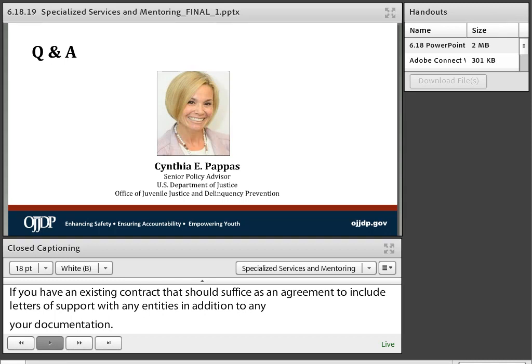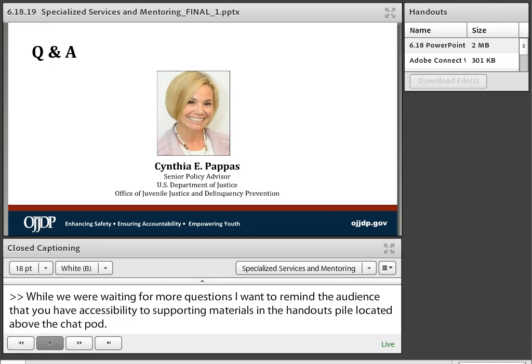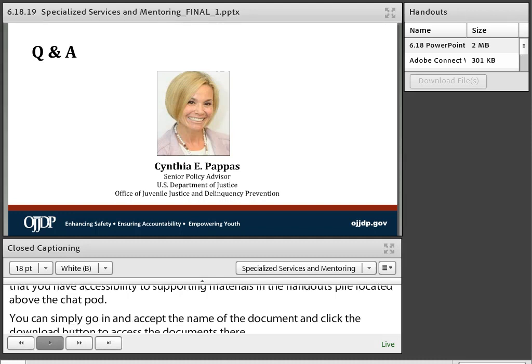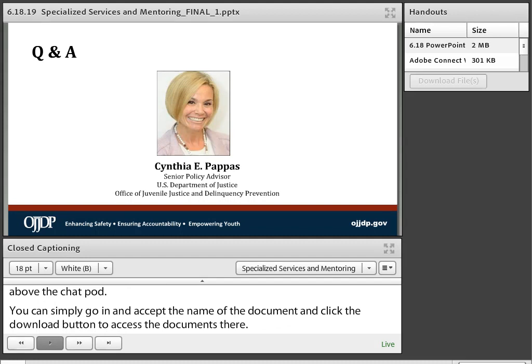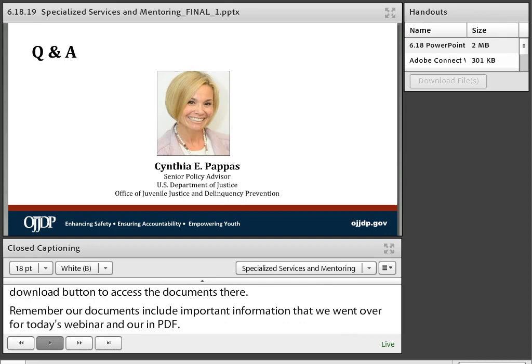And while we're waiting for more questions, I just want to remind the audience that you have accessibility to supporting materials and documents in the handouts pod located directly above the chat pod. You can simply select the name of the document and click the download button to access the documents there. Remember, our documents also include important information that we went over for today's grant solicitation, including a PDF of the solicitation, and important links that you probably saw earlier in the chat. So just wanted to give folks a friendly reminder of that.